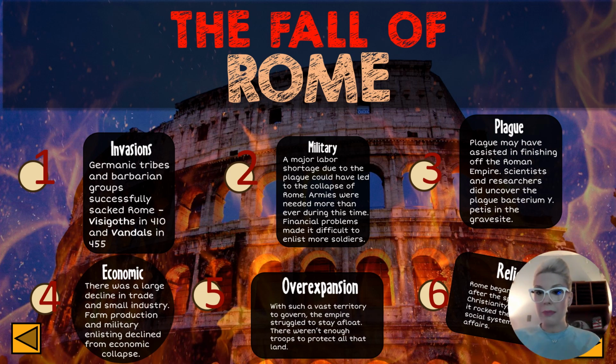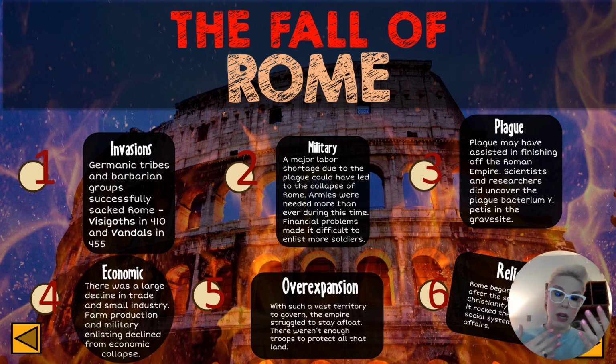They overexpanded. They spread themselves too thin. With a vast territory, they controlled over half the known world at the time. The empire struggled to stay afloat. There weren't enough troops to protect all that land. Remember, thousands of years ago, there wasn't a cell phone. Many people couldn't read and write. So if you needed to get a message to someone, you had to physically take it. Write it on a piece of paper, parchment, and take it there. So there wasn't that communication. There were no cars. You know, if you had a horse, you were blessed. So we're talking about slower.